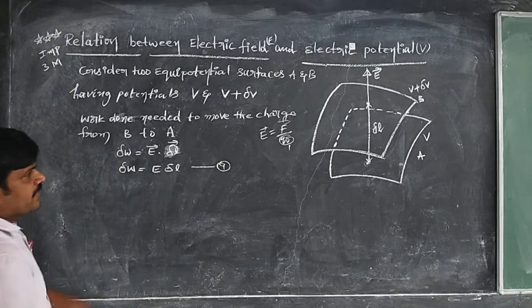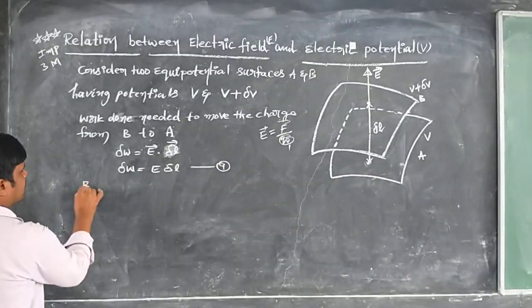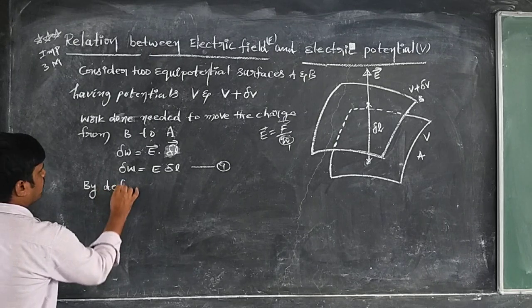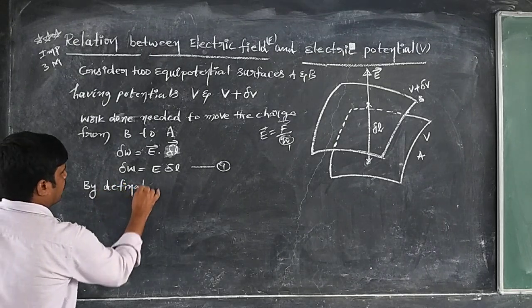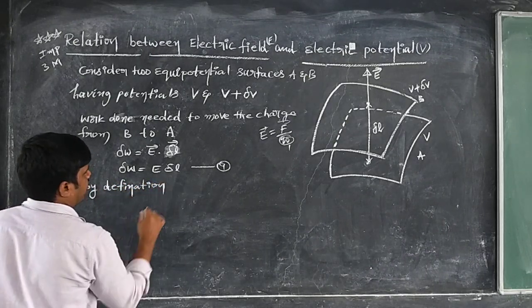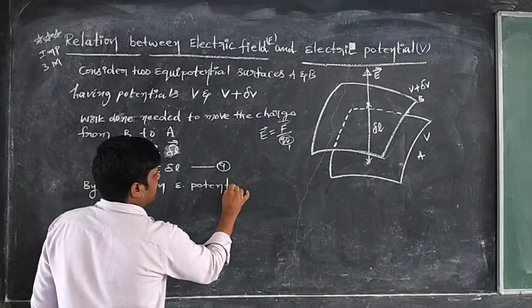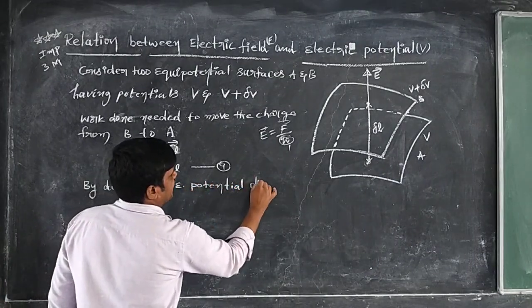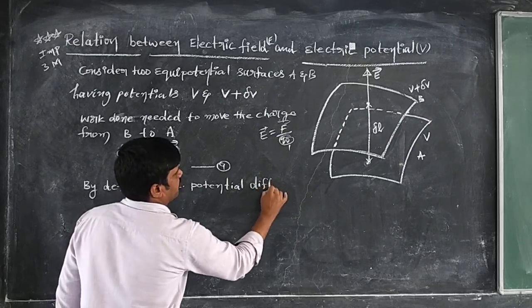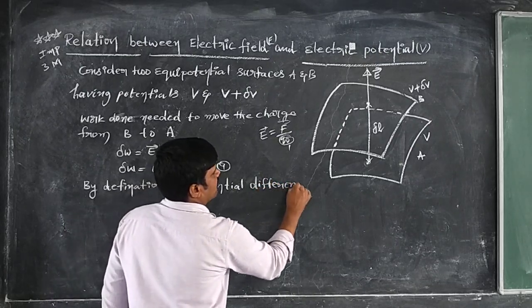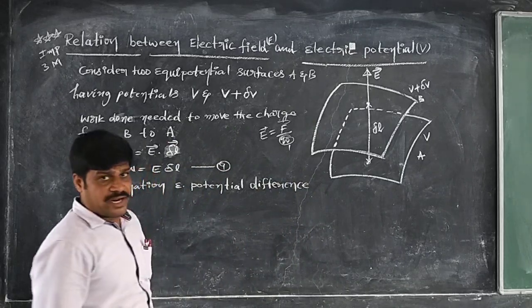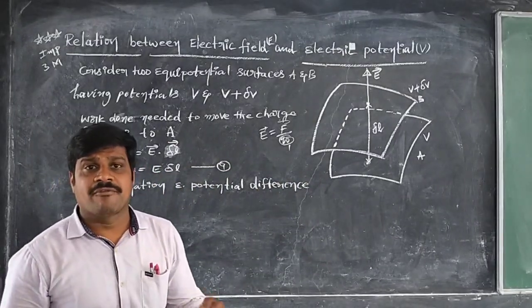Thereafter, by the definition of electric potential difference. What is electric potential difference? Electric potential difference is the amount of work done required to move the charge from one point to another point.